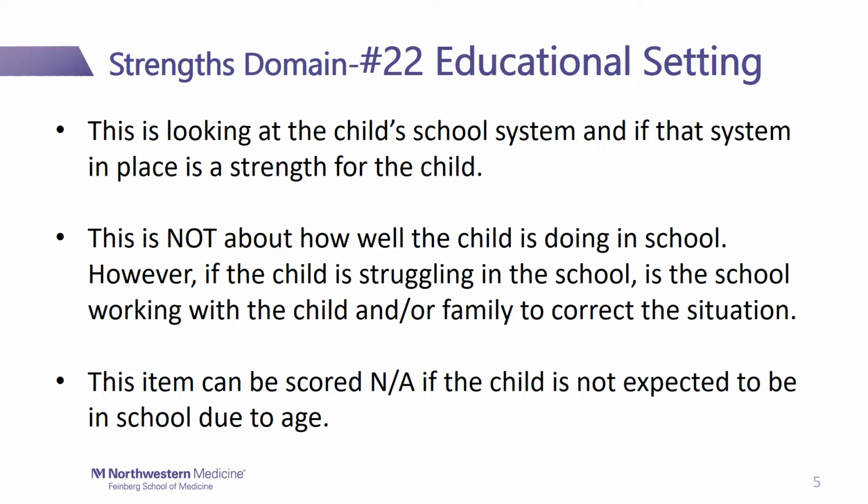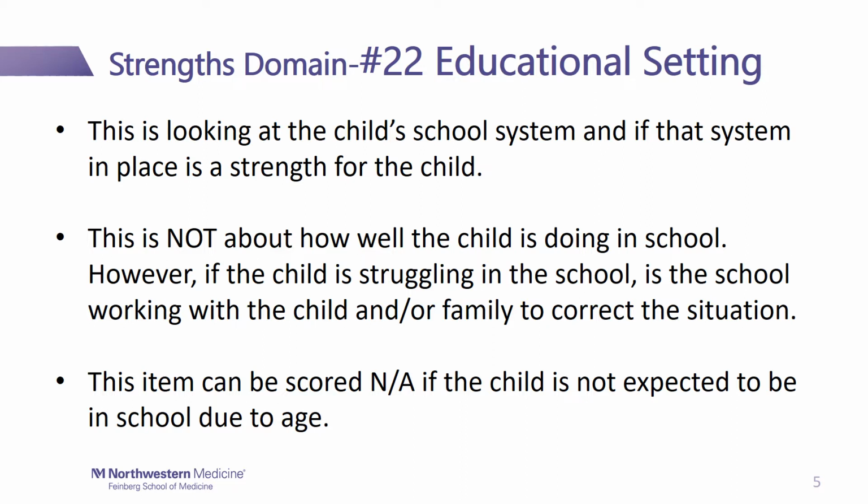Number 22, educational setting. This is looking at the child's school system and if that system in place is a strength for the child. This is not about how well the child is doing in school. However, if the child is struggling in school, is the school working with the child and/or family to correct the situation? This item can be scored NA if the child is not expected to be in school due to age.